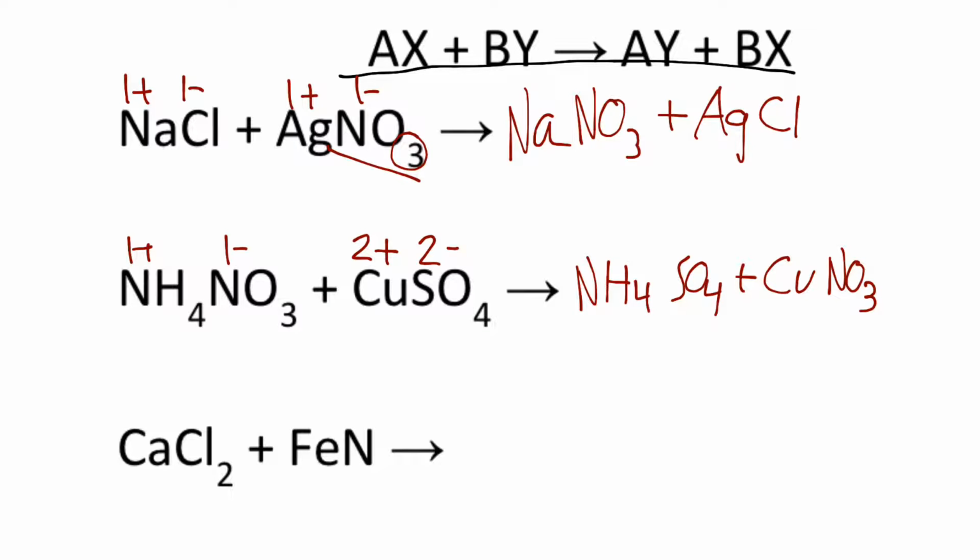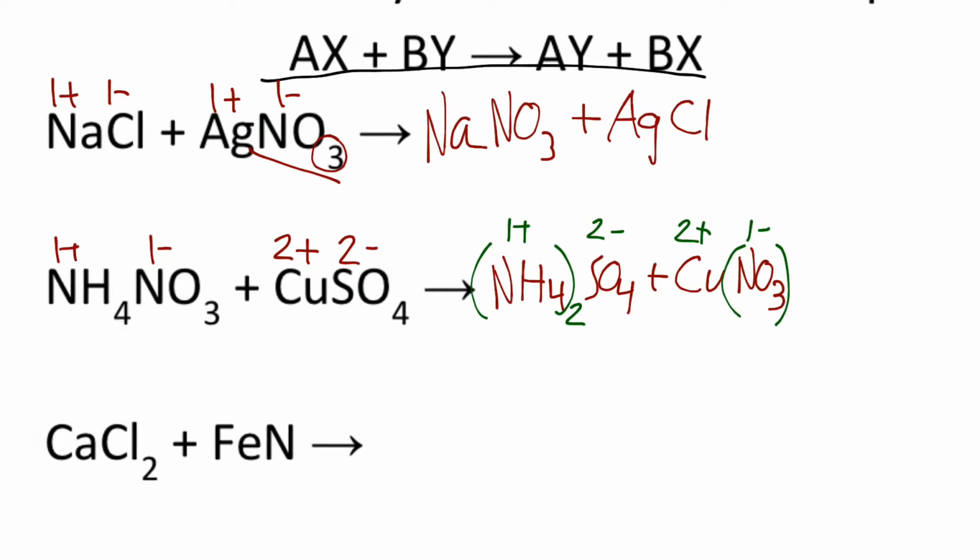Now keep in mind that we have not combined these to have proper formulas yet. We would need to cross the charges. So again, we got our 1 plus, our 2 minus. If we cross down the charges, that means I will need 2 of these for every 1 of the sulfates. 2 plus for the copper, 1 minus for the nitrate. So 1 copper and 2 for the nitrates. This would give us correct formulas.